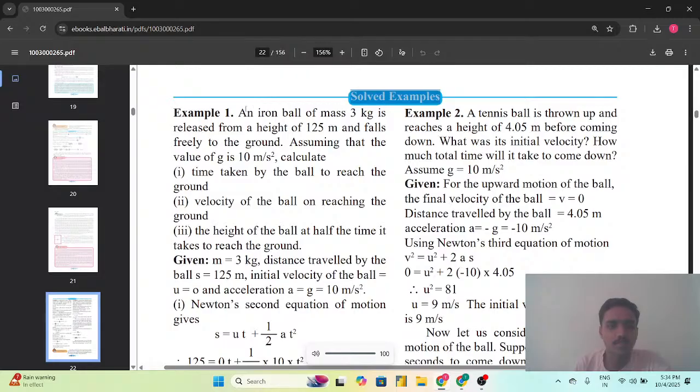So let's see. An iron ball of mass 3 kg is released from a height of 125 meter. So जब भी एग्जाम्पल ऐसे न्यूमेरिकल पूछे जाते हैं तो सबसे पहले we have to find the given and to find. So given here is the mass of the iron ball, that is 3 kg, and height यहाँ पर हमें दी है 125 meter and falls freely to the ground. That means this is the case of free fall which is asked in the question. Assuming that the value of g, that is the acceleration due to gravity, is 10 meter per second square, that is also given in this numerical.